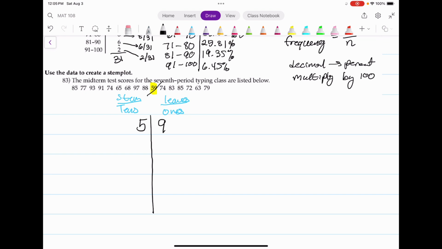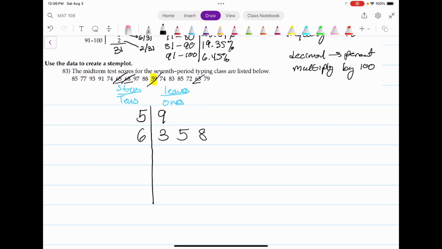Then after that, I'm going to look for the next smallest number. So I'm going to look at my 60s. We have 65, 68, 63. So for 63, that is 6 tens and 3 ones. For 65, that is 6 tens and 5 ones. And then for 68, that is 6 tens and 8 ones. And then we repeat the process.